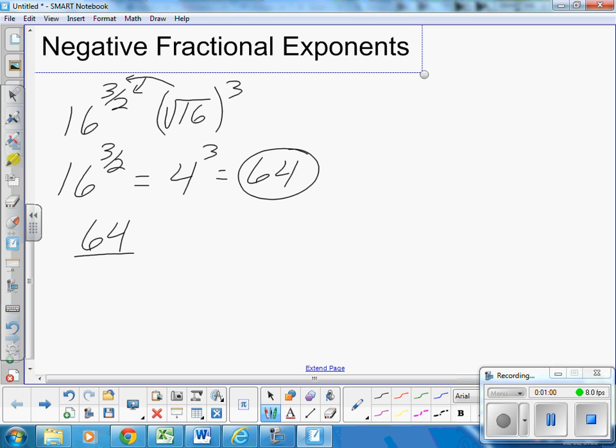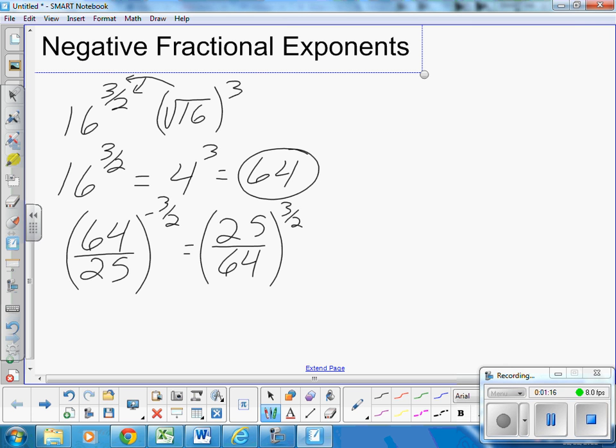Now let's put a problem in here like in the Khan exercises. 64 over 25, and that is to the negative 3 halves. Because it's a negative exponent, first thing we do is the reciprocal. So that's 25 over 64, and then that would be to the positive 3 halves.